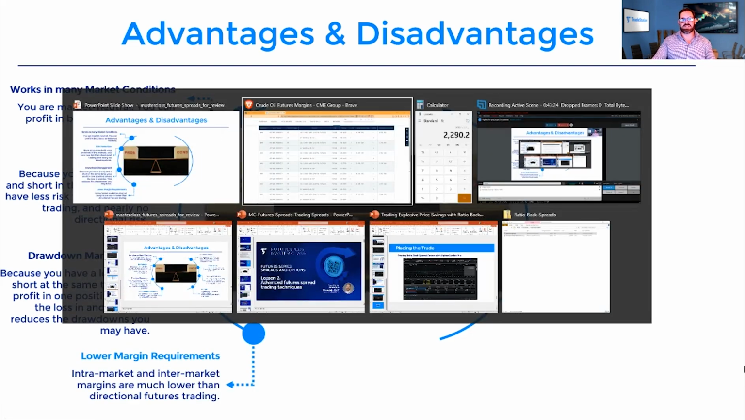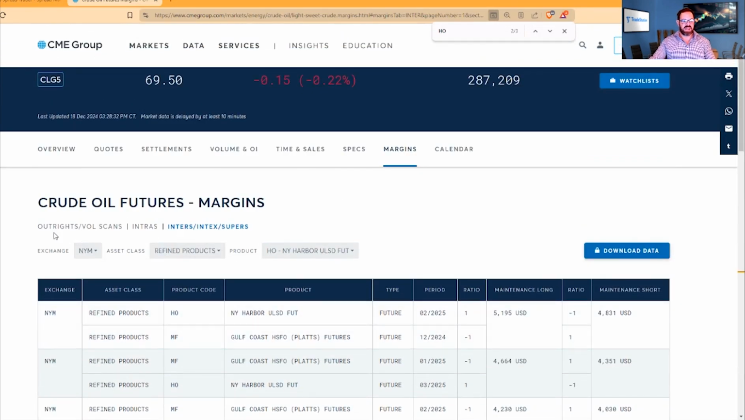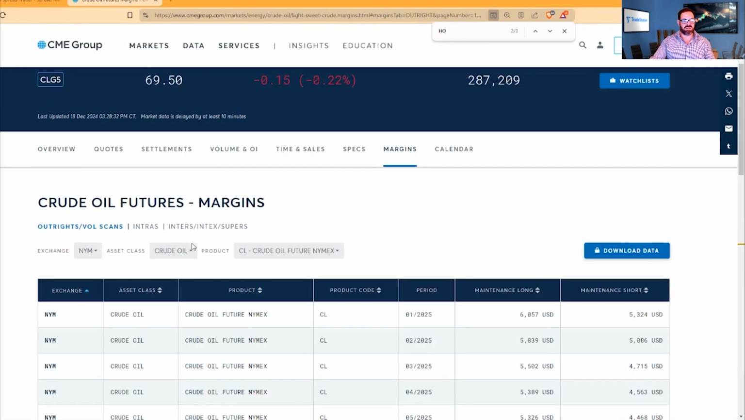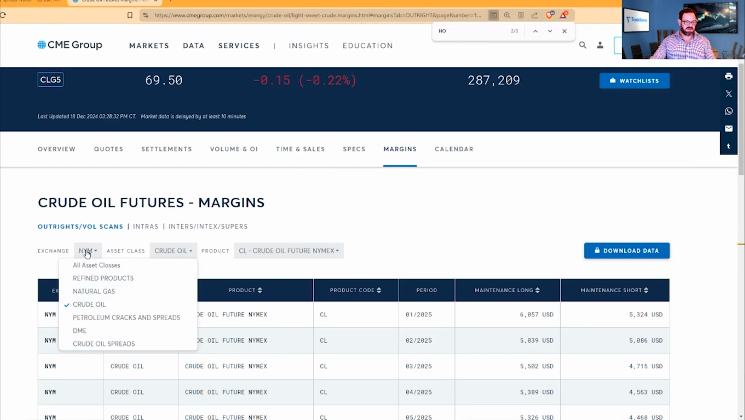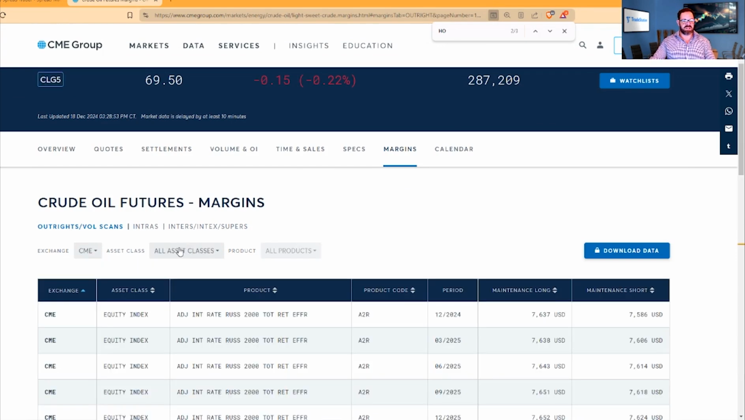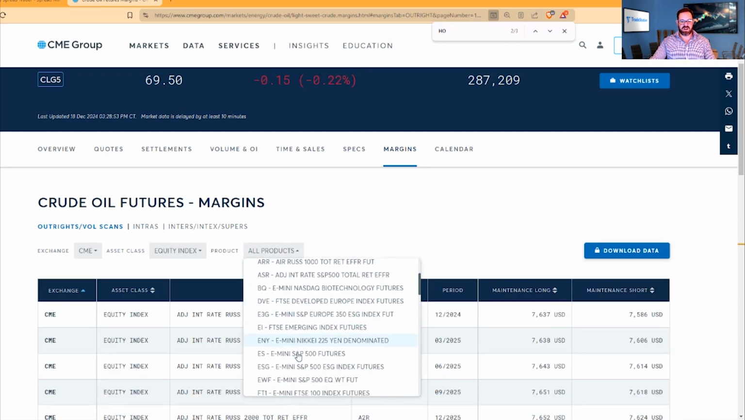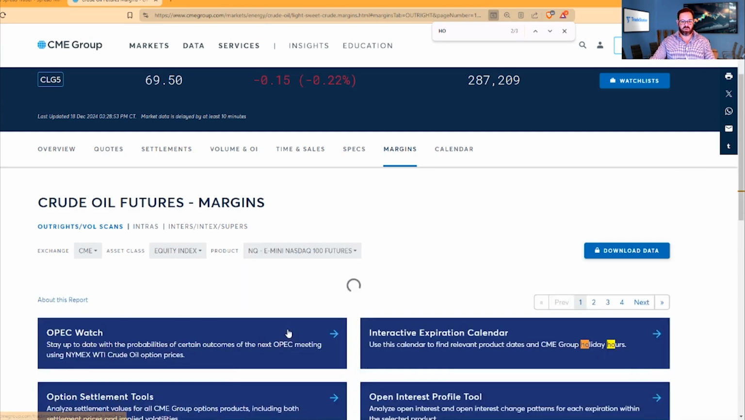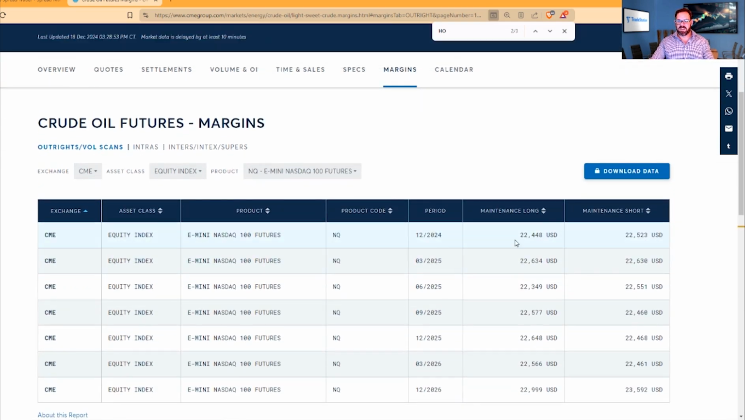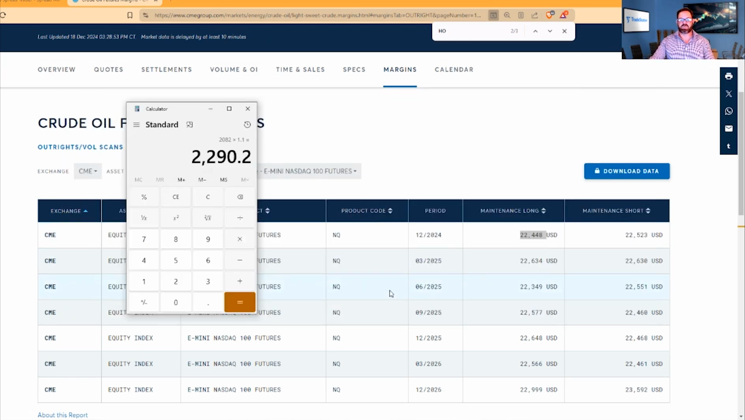Again, going back to an example here, if I go to the CME website and I go to an outright spread on, let's go here. We'll go to CME, equity index, and a nice expensive contract is the NASDAQ. You want to hold the NASDAQ overnight right now. It is a maintenance margin of $22,448. That's just one NASDAQ contract, 22,448 times 1.1. Initial margin is $24,692 for one NASDAQ contract overnight.